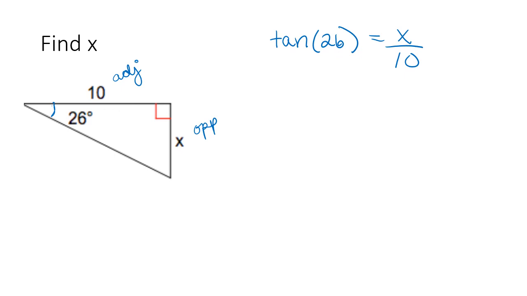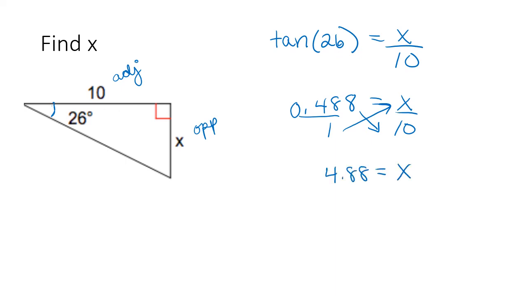I'm going to use my calculator to figure out what the tangent of 26 is. That gives me 0.488. Put it over 1. Cross multiply, and this one's a little bit different because I'm actually done, because I get 0.488 equals 1x. That's all I need. So hopefully this gives you an idea of how to use the tangent ratio to find missing sides of a right triangle.